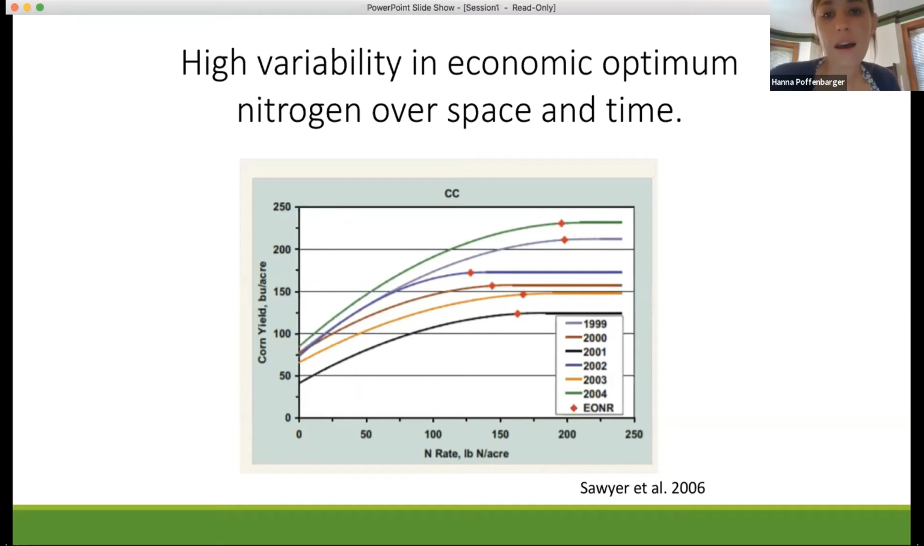And so when we think about cover crop effects, we want to think about not only how it affects the average optimum nitrogen rate, but also how a cover crop affects our certainty in that economic optimum nitrogen rate. If we have more certainty in how much nitrogen is needed, then we may be able to be more precise and not have to apply a little bit of extra.